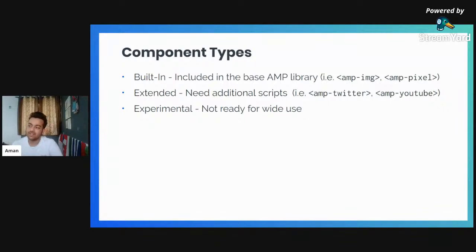So built-in components are the most crucial things that you have to insert inside your web browser. For example, there is not a single website that I've seen in the world that doesn't have the IMG tag included, because you want to insert an image in a website, right? So there is a tag called AMP IMG. You don't need to add anything extra. You can just add the boilerplate AMP HTML code, and then you can include it.